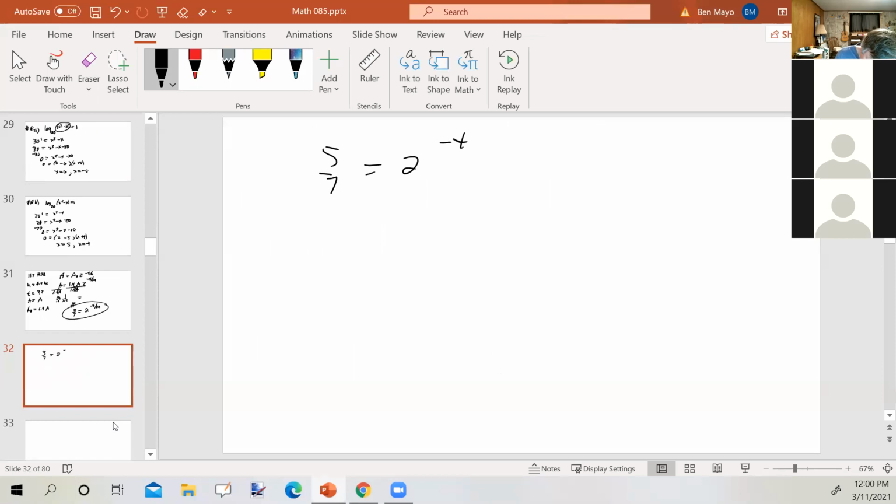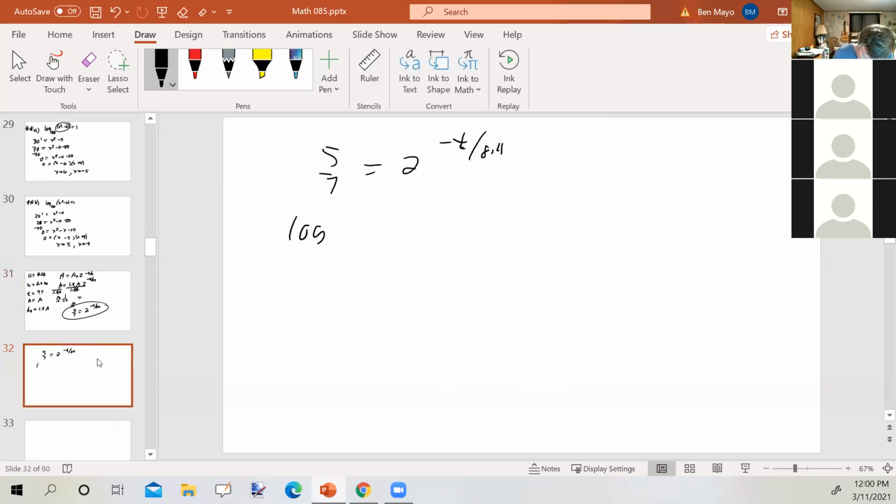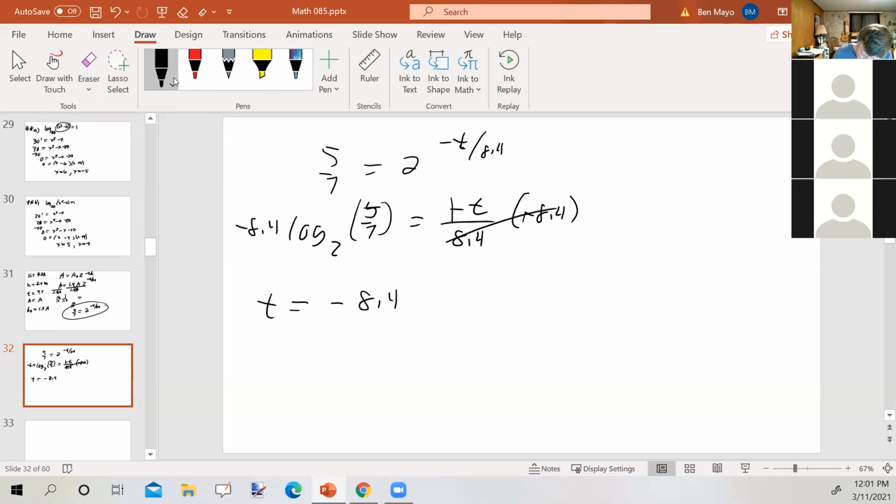5/7 equals 2 to the negative t over 8.4 power. So that means I've got log base 2 of 5/7 equals negative t over 8.4. So I'm going to multiply both sides by negative 8.4, so that I get t equals negative 8.4. I'm going to use the change of base, log of 5/7 over the log of 2. And they want us to approximate to 1 decimal place.